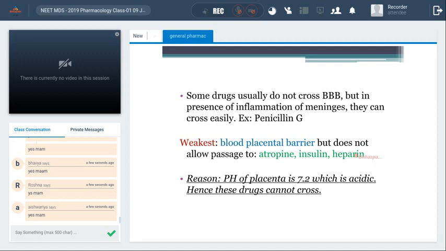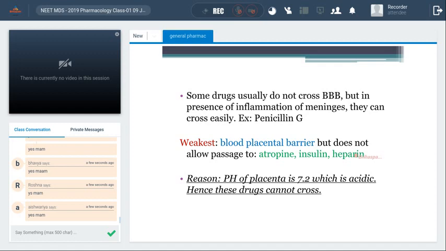For example, if I want to give an anticholinergic drug in pregnancy, I can safely give atropine. If I want to give an anti-diabetic drug in pregnancy, I cannot give any oral drug. Insulin is the drug of choice for diabetes in pregnancy. If I have to give an anticoagulant, it is heparin, which is the drug of choice because it does not cross through the placenta and does not produce any harmful effects. Whereas warfarin, if I give, will cause anomalies in the fetus because it crosses the placental barrier. I hope you have understood. These three are the drugs which do not cross through the placental barrier.